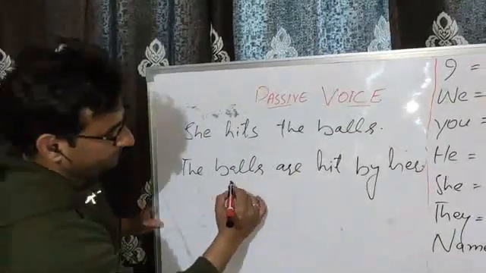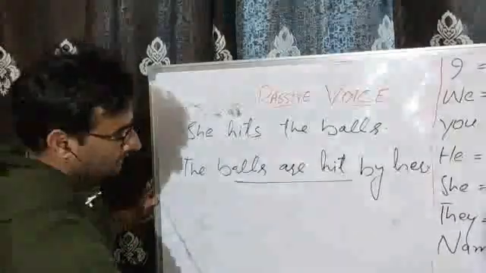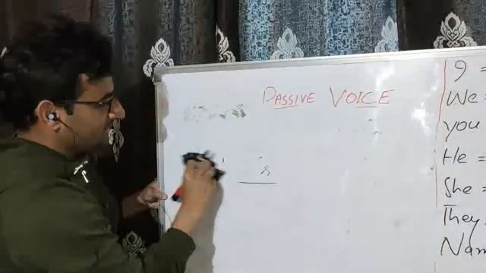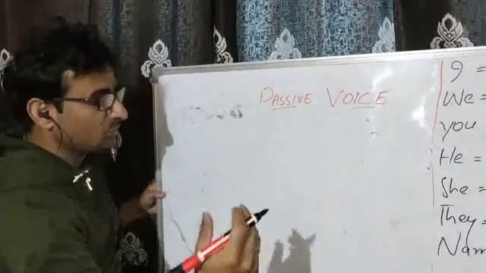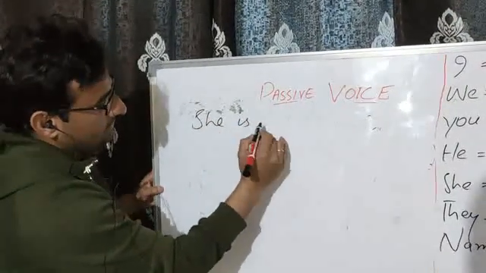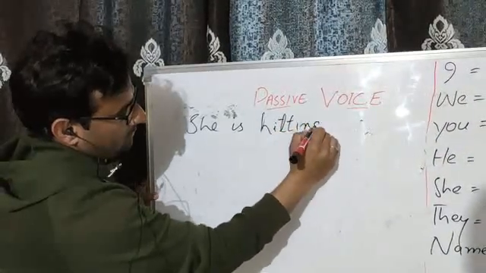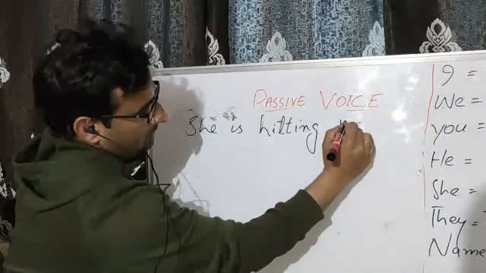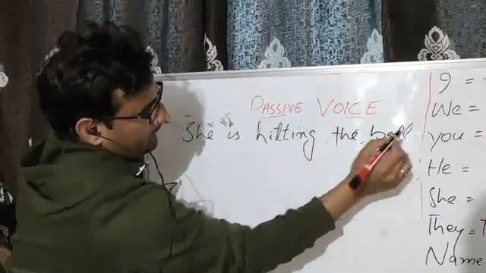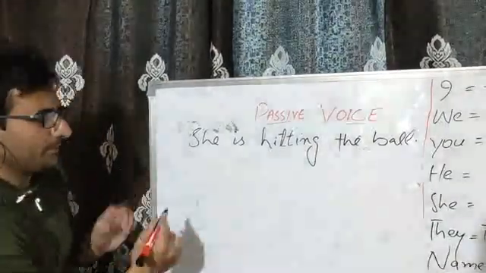उसके बाद हम देखेंगे कि प्रेजेंट कॉन्टिन्यूअस. प्रेजेंट कॉन्टिन्यूअस का पैसिव वॉइस कैसे बनता है? शी इज हिटिंग द बॉल. शी इज हिटिंग द बॉल. प्रेजेंट कॉन्टिन्यूअस टेंस है आपका.